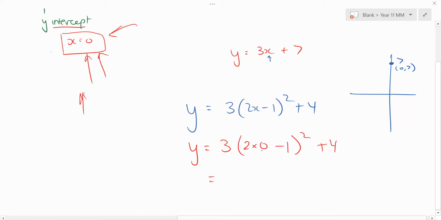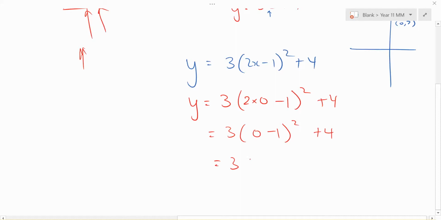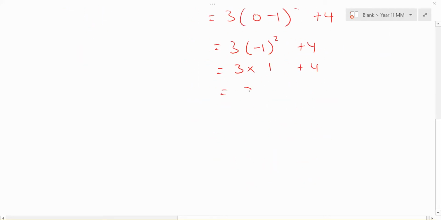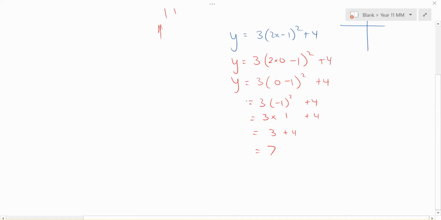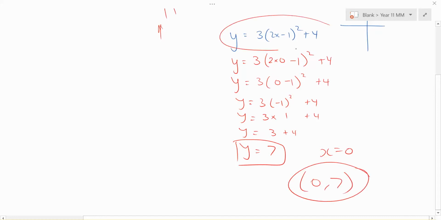Let's work it out using BODMAS. 2 times 0 is 0. Minus 1, square it, and then plus 4. 3 times negative 1 squared plus 4. Negative 1 squared is 1, so 3 times 1 is 3, plus 4 is 7. So what does that mean? It just means y is equal to 7 when x equals 0. So that's a coordinate of (0, 7). That's your y-intercept. So for the y-intercept of this graph, it is (0, 7), right?